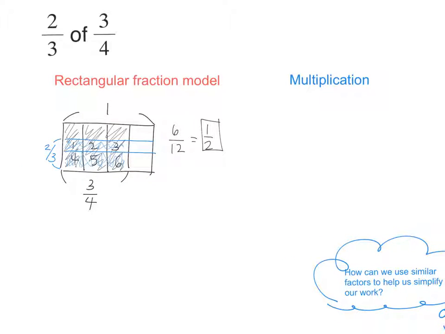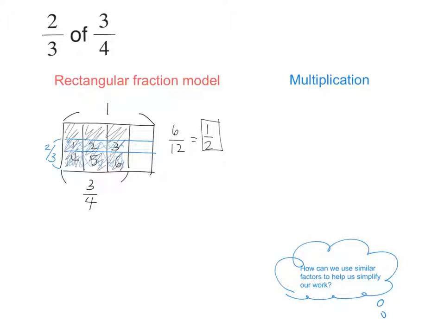Okay? But let's try using multiplication first. Now we know that 2/3 of 3/4. How can I write that as a multiplication equation? Lakshan? 2/3 times 3/4. You got it. Now, we saw that we can put the numerators together and the denominators together, and we can multiply them. So what we can write is that this equals 2 times 3 over 3 times 4. Right?